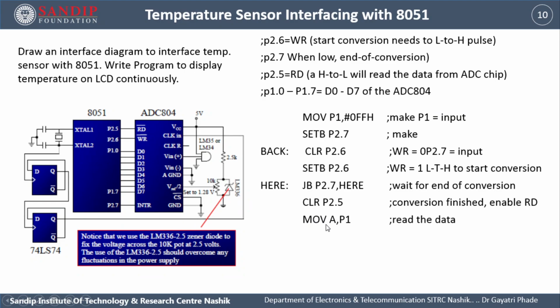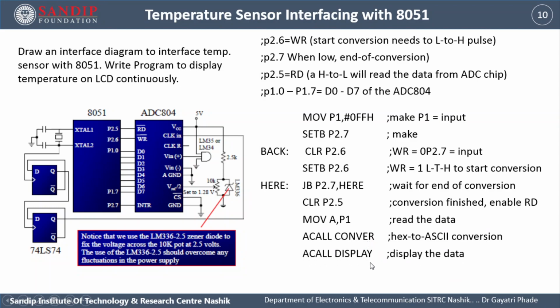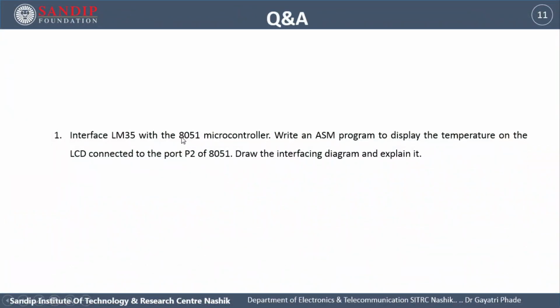We have to take it into the microcontroller with MOV A, P1. Then we can convert it into the ASCII and we can display it on the display device. Then clear, set B RD for the next round to request the ADC to give the data. Do it continuously with SJMP. So this is all about we have seen for the interfacing of the LM35 temperature sensor with 8051 microcontroller, which requires the ADC in between.